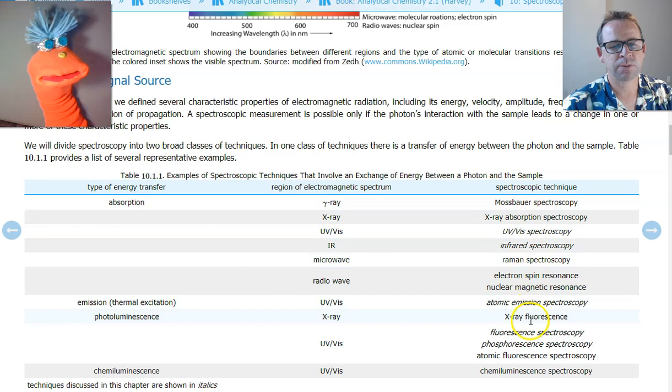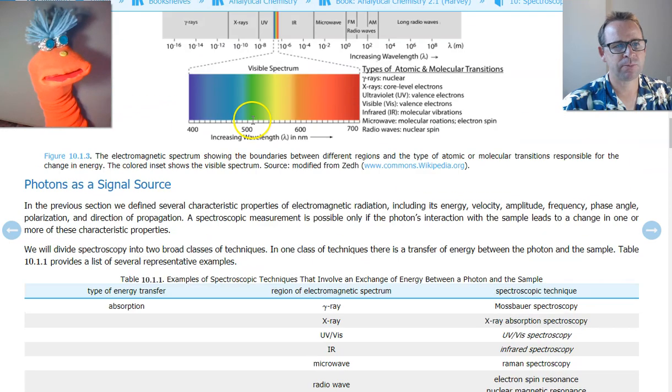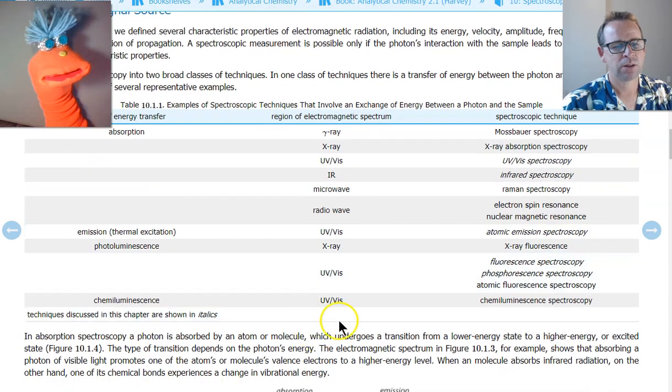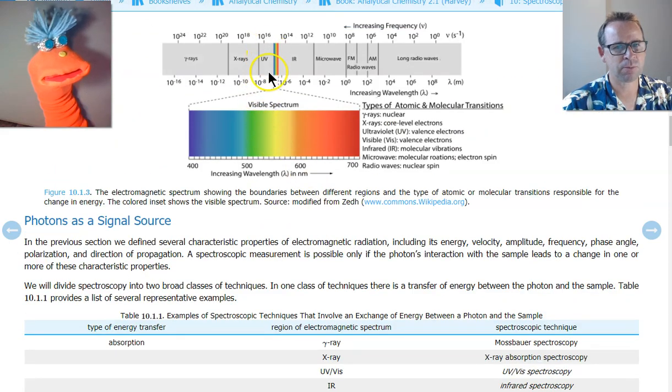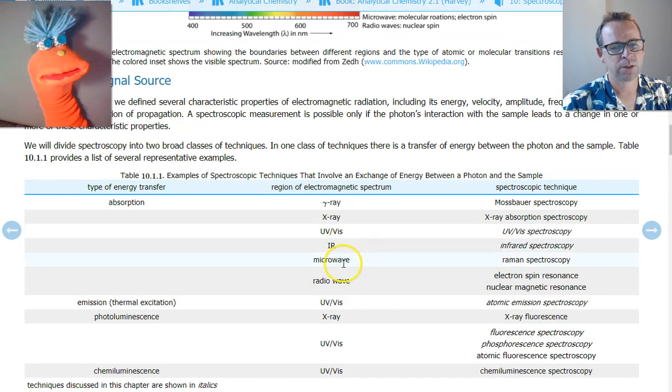Here are different kinds of spectroscopic techniques that utilize these different wavelength ranges. Okay? X-ray, gamma rays, very high energy, right? UV vis, UV, relatively high energy. You still have to be careful when you're using it. Visible region, that's relatively low energy. Microwaves, radio waves, all right?